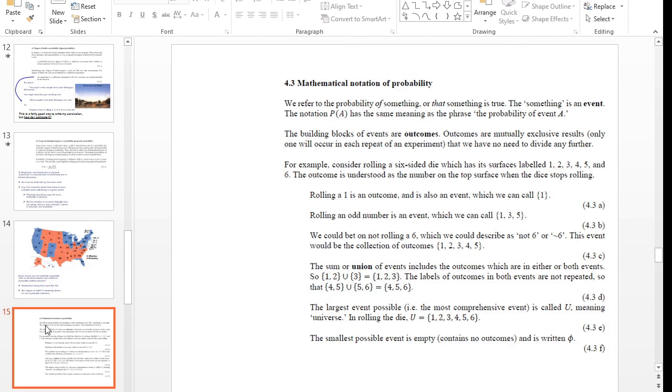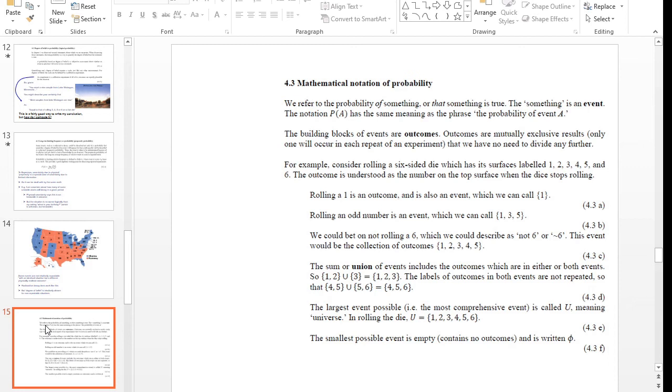Some notation. So, 4.3a. Rolling the number 1 is an outcome. It also could be called an event, which you would call, in curly brackets, 1. Rolling an odd number is also an event, and it's more than one outcome. We could describe the event as in curly brackets 1, 3, 5.